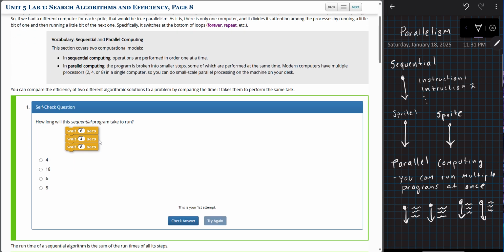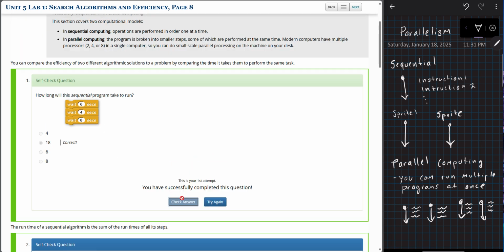Answering these questions takes about 5 seconds. Read this question: how long would those sequential algorithms take to run? Select an answer and check it. Once you check it, the answer would be the total amount of these. So you would wait 6 seconds, then 4, then 8. In total this would be 18. So if you got it right, perfect. If not, it would just be the total.